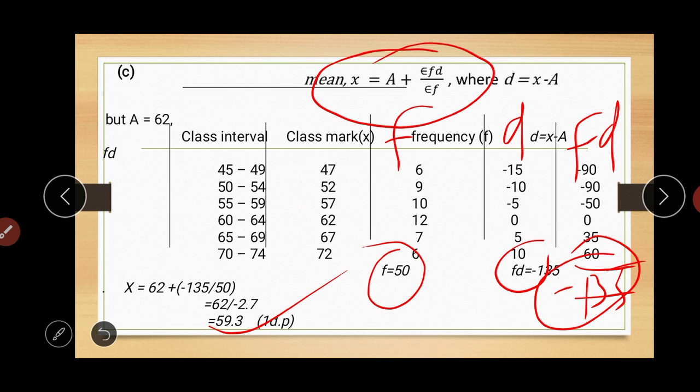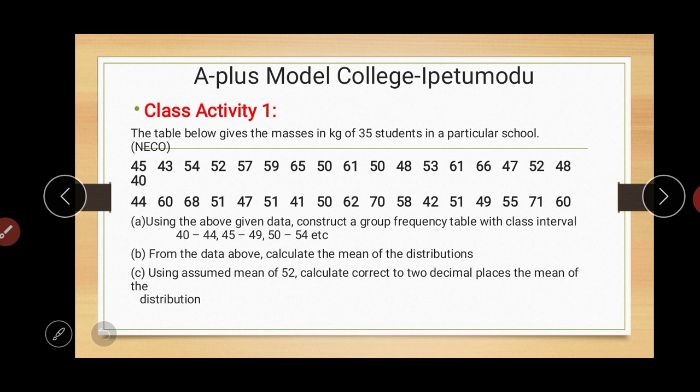So these are the two ways by which you can be asked to find the mean. If they ask you to use the assumed mean method, you use the formula A plus summation FD over summation F. If you are not given the assumed mean method, you use the normal summation FX over summation F. Now this is the class activity that I want you to do. This is a NECO past question, which is somewhat similar to what we have there. I want you to try and do this one inside your notes, and let's see if you have any issue with it. Let me know.